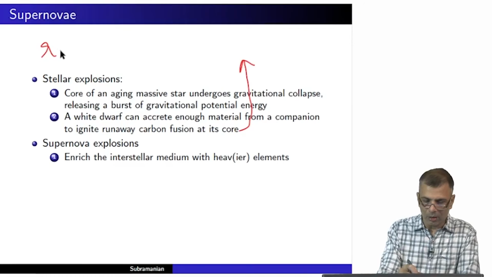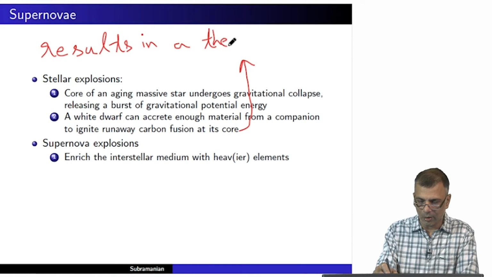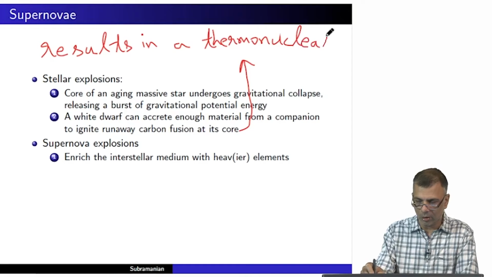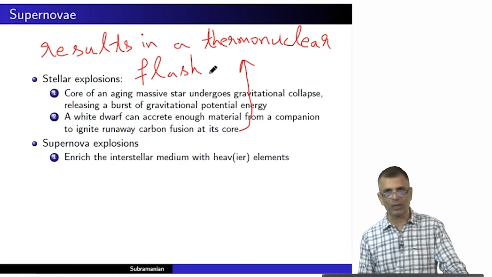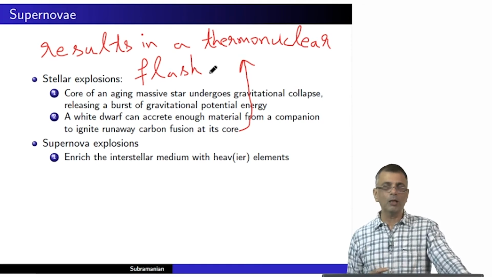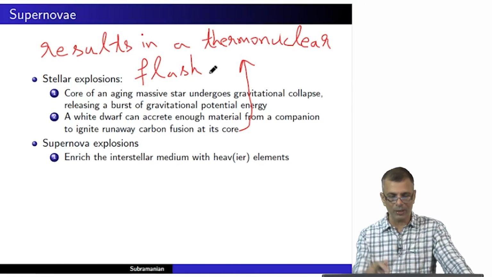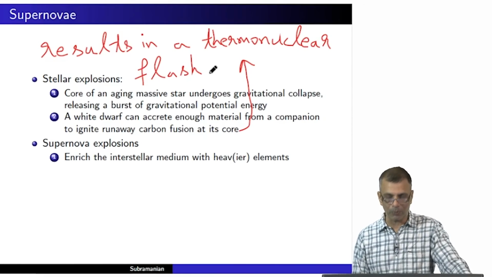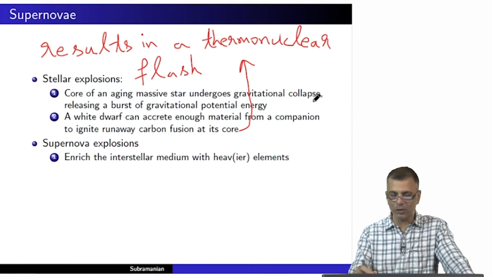This results in a thermonuclear flash. This is essentially the explosion we're talking about. Okay, this is the bomb, so to speak. This thermonuclear flash is the bomb. From now on we will study the evolution of the blast wave driven by this, quote unquote, bomb explosion at the center of a supernova, which happens due to these two reasons.